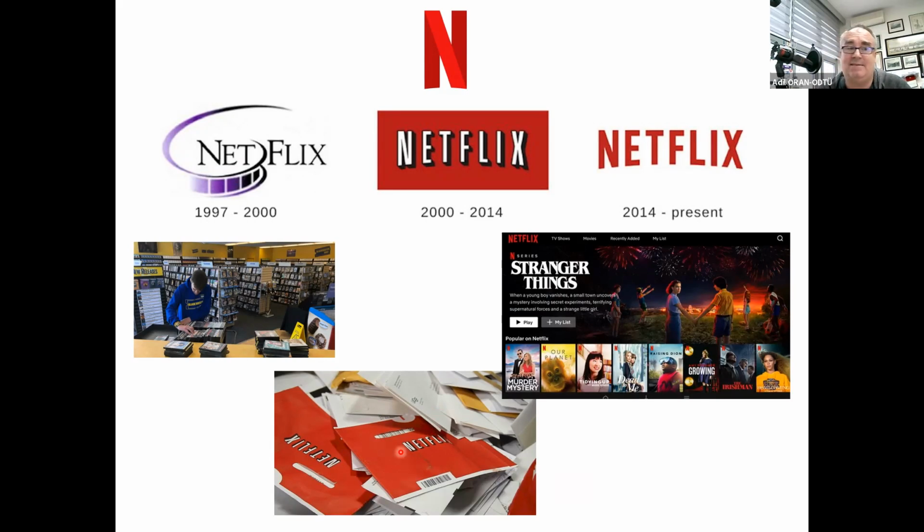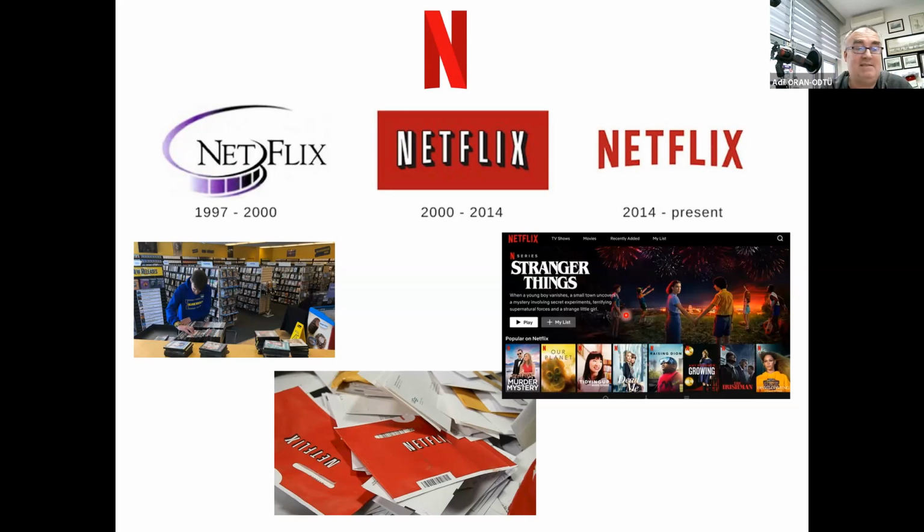But then, rather than sending the DVDs through the mail, the internet and the bandwidth started to increase and expand. So eventually they switched to a system where you could watch the movies online, or download them to your computer and then watch them in your own house. So in 2007, Netflix launched its streaming service. Initially they had 1,000 titles in their database, and initially it was called Watch Now.